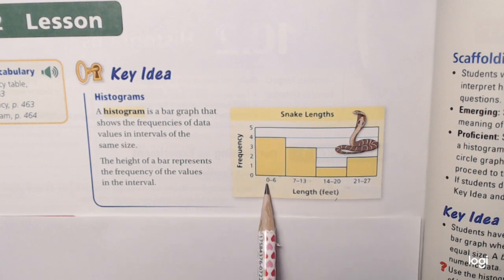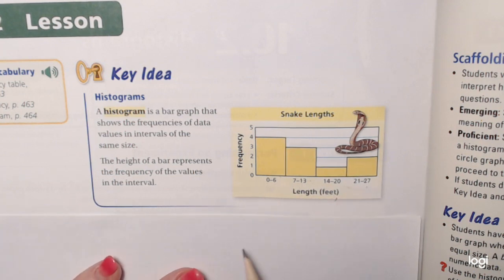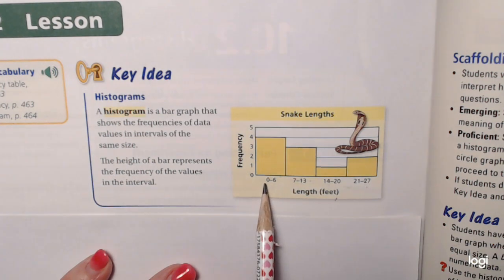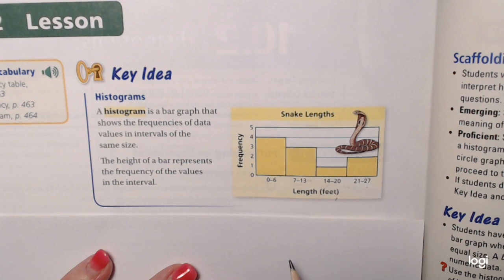them in groups. So we have here from 0 to 6, 7 to 13, 14 to 20, 21 to 27. So they're in groups. And if you look at this, these are actually a group of 6 numbers, 6 numbers, 6 numbers, and 6 numbers.